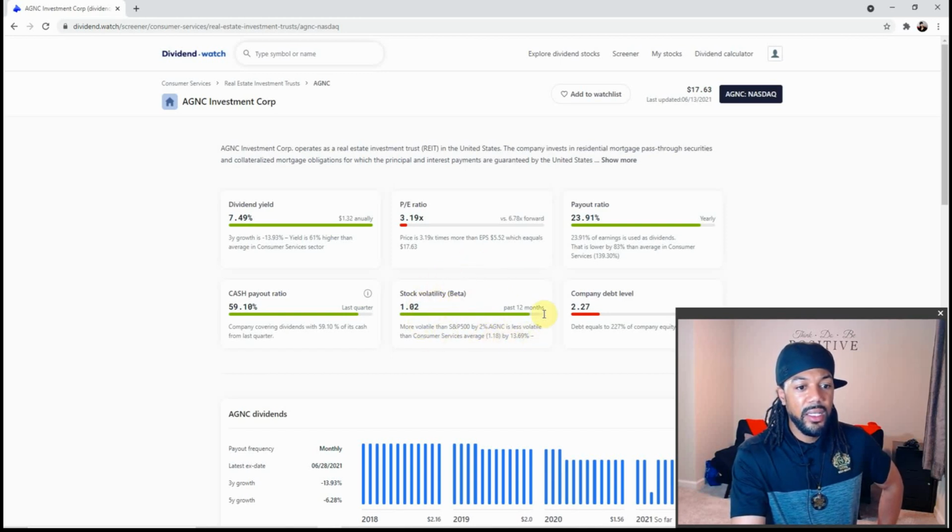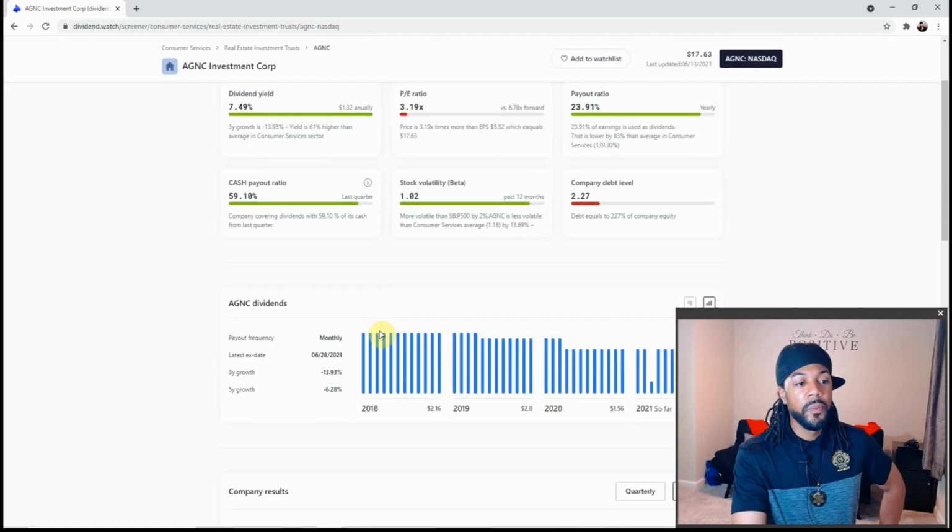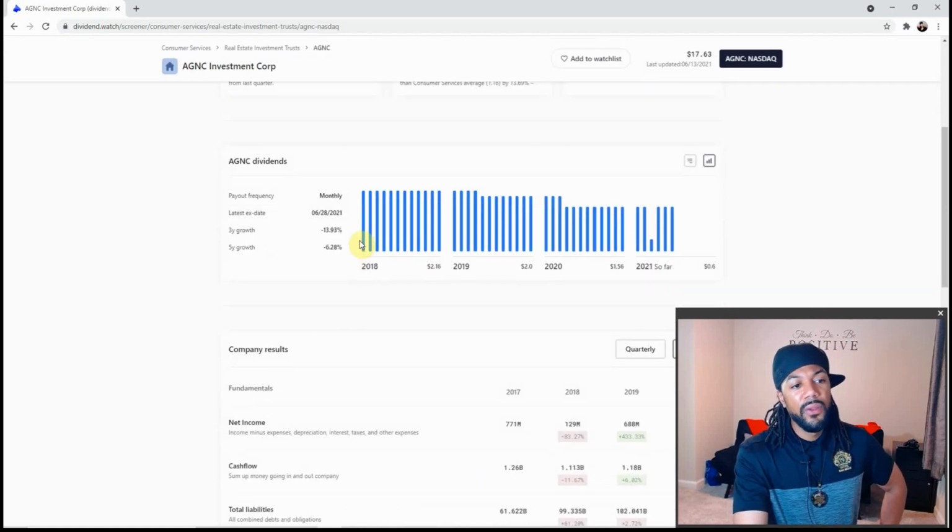Stock volatility, PE ratio, price to earning ratio, cash payout ratio. But what's really important for me when we're talking about dividend companies, you slide down the frequency. All right, so you see in 2018, AGNC, they had a dividend of, it's a monthly paying dividend if you guys don't know. They had a dividend of 18 cents.